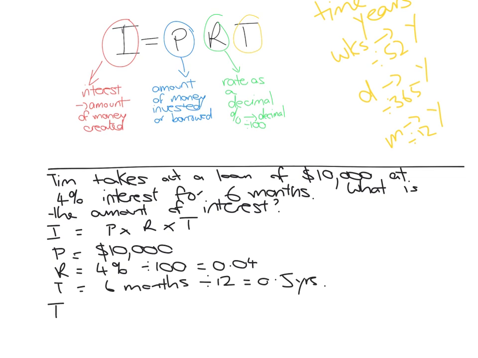So I is going to equal the principal, 10,000, times the rate, which is 0.04, times the time, which is 0.5. That is going to give us $200. So that's the amount of money that I have to pay the bank after 6 months.